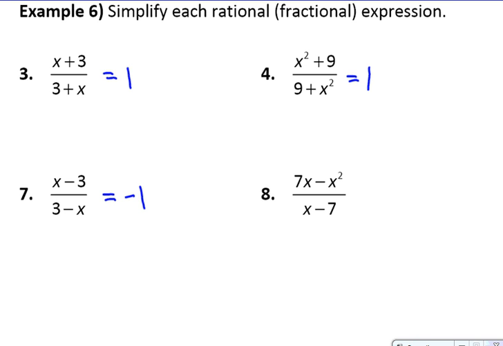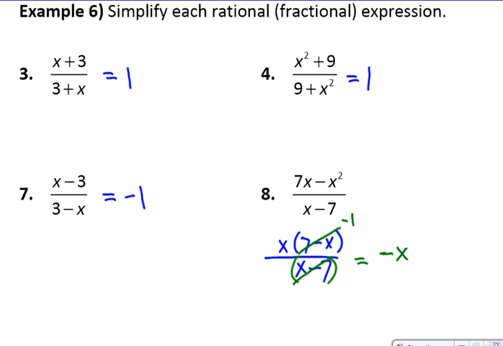And 8, well, let's go one more step. I'm going to factor the numerator. It looks like an x comes out. That's going to leave me with 7 minus x divided by x minus 7. Now the numerator is factored, so I can cancel the two groups. 7 minus x and x minus 7 cancel, but they cancel to be negative 1. So my answer is going to be negative x over 1, which is negative x.